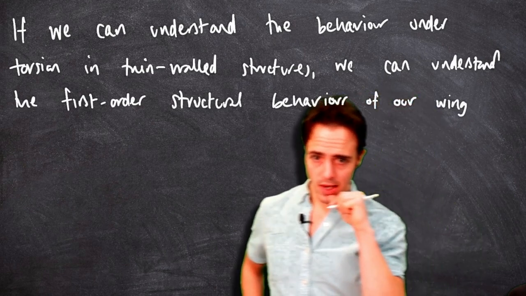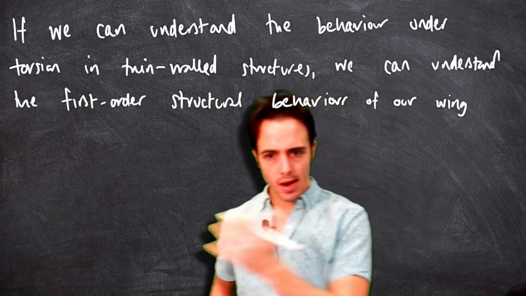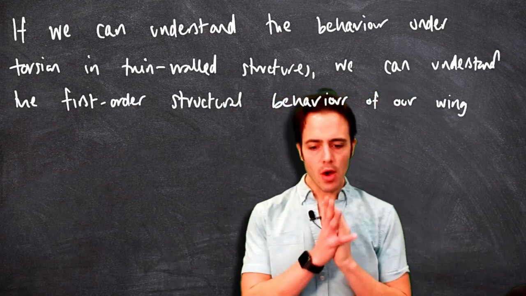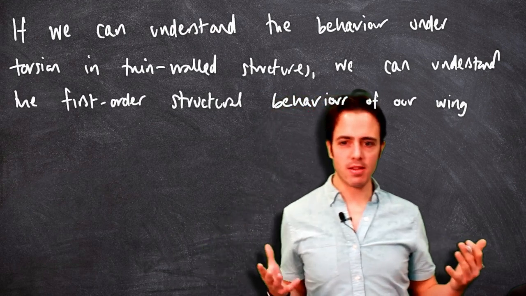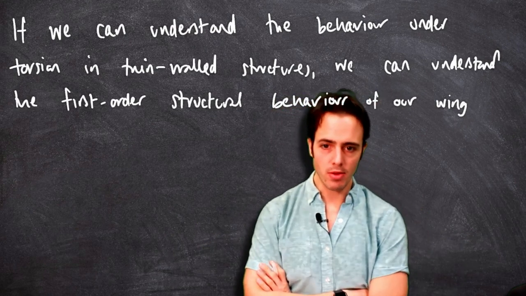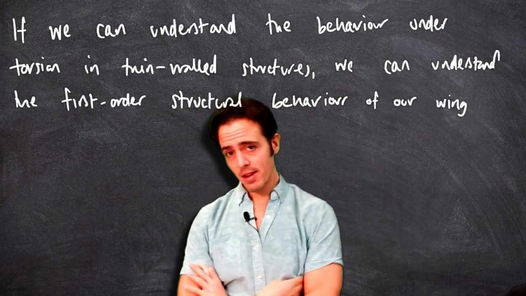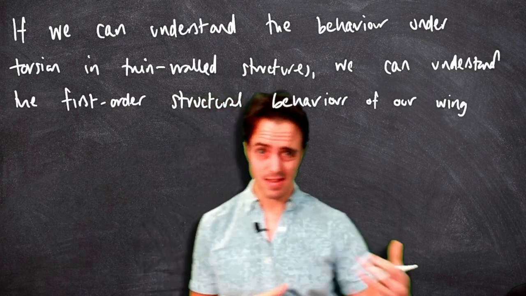So as I said here, if we can understand the behavior under torsion in thin wall structures, we can understand the first order structural behavior of our wing. I say first order, meaning that we can just determine the real basic stuff of what's the deformation under an applied torsional load. Importantly, the bit that we're really going to be looking at is understanding where the shear center is, or the flexural axis, the elastic axis of our wing.